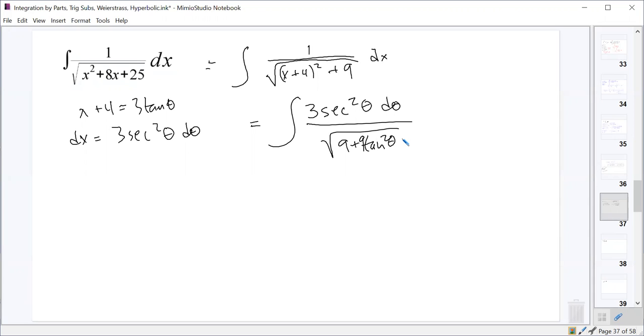And what do we end up with then? We'll pull the 9 out, cancels with the 3. We got no constant left. We have a secant squared in the numerator, and the 1 plus tangent squared becomes a secant squared, which we square root to become a secant. So we literally just end up with an integral of secant theta d theta. Is that what you all got for your integral?